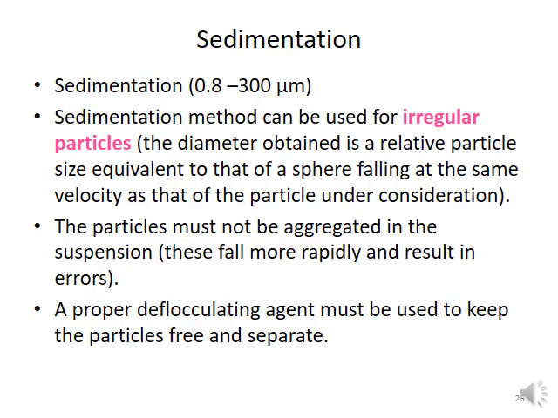Okay. Regarding the sedimentation method, it covers a range between 0.8 and 300 micrometers. The diameter obtained is equivalent to a sphere falling at the same velocity as that of the particle under consideration. The particles should not aggregate, because if particles aggregate, then they will settle rapidly according to Stokes' law. Therefore, sometimes a deflocculating agent is used to ensure that the particles are separated and do not form aggregates or agglomerates.